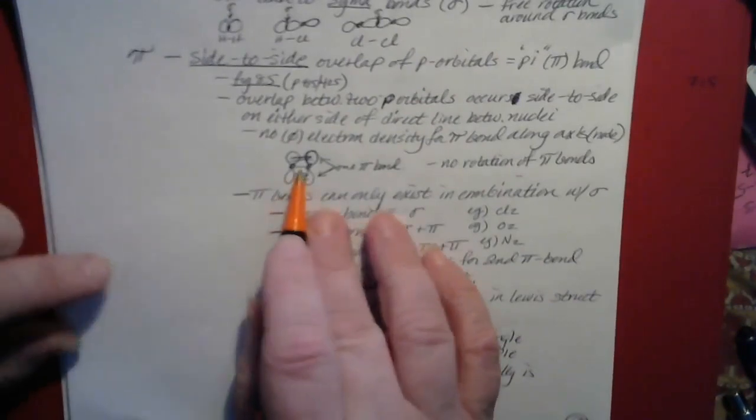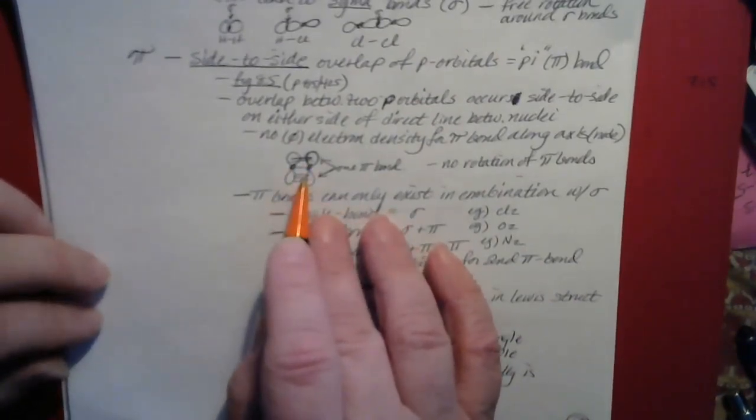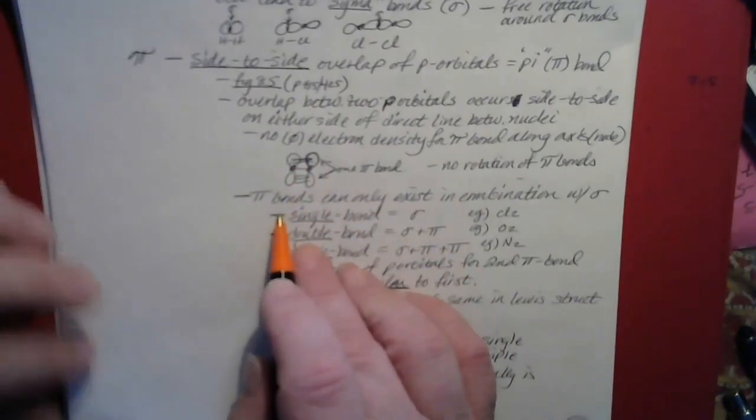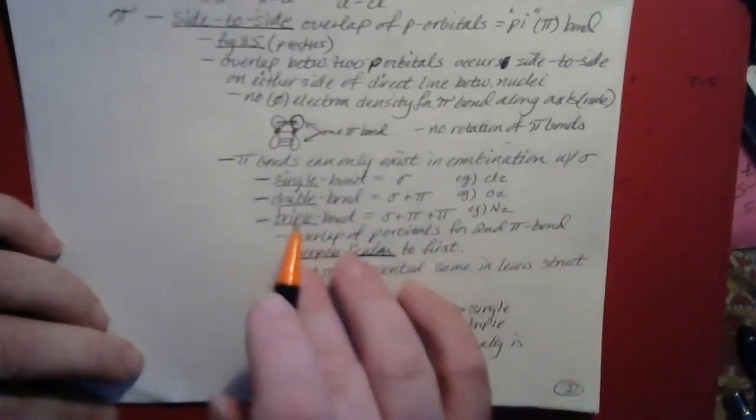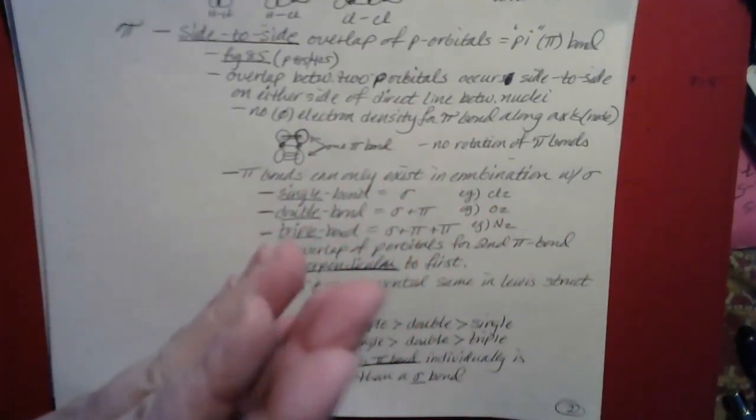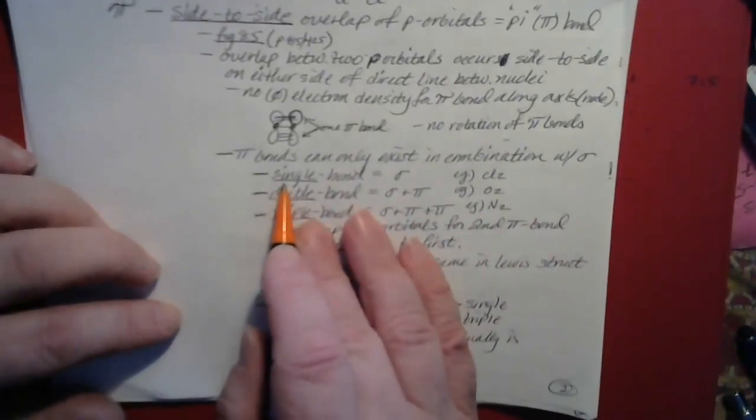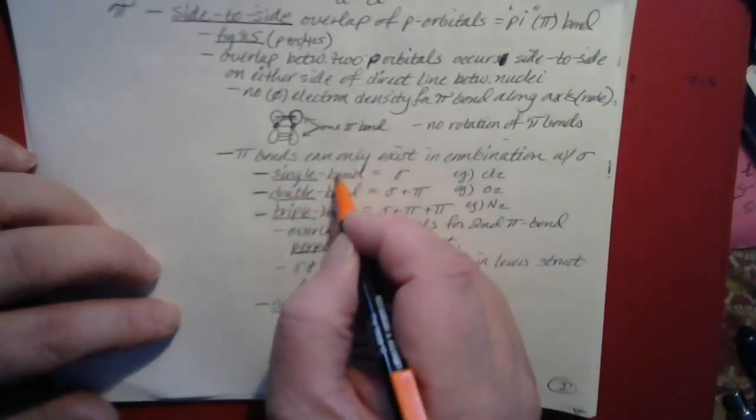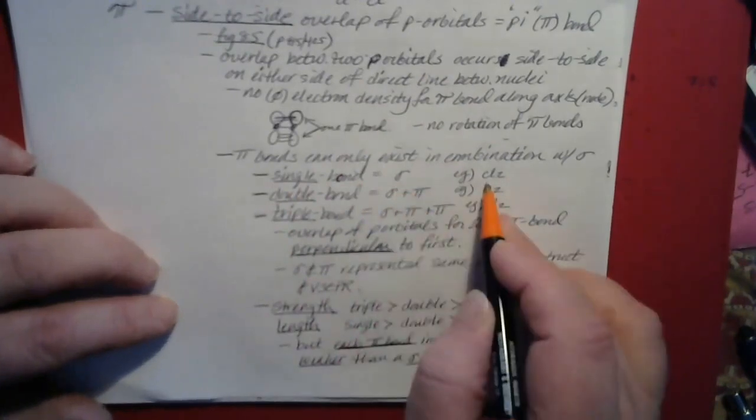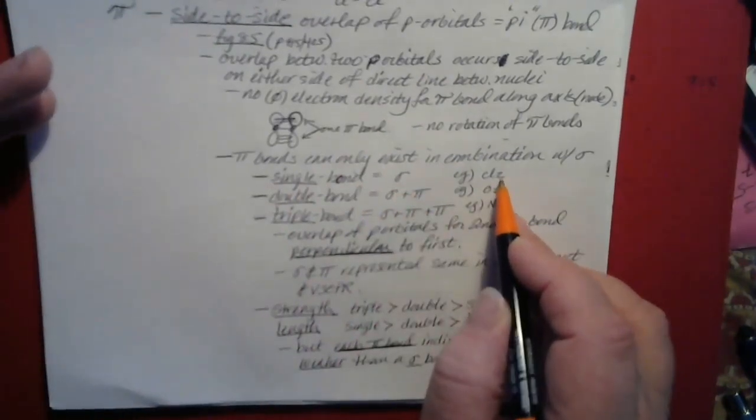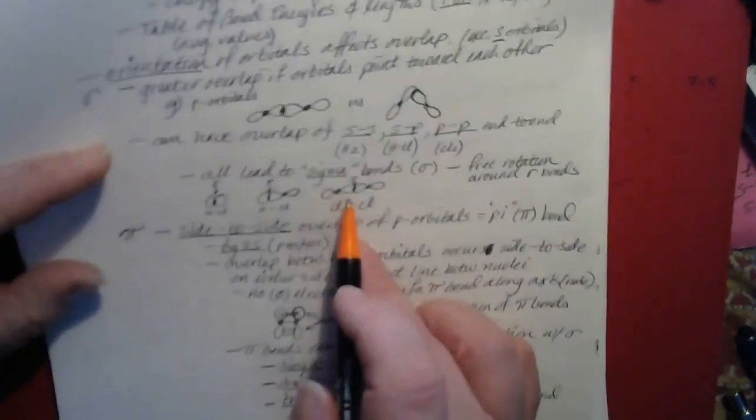Now, the thing to keep in mind is that pi bonds are only going to form if there's already a sigma bond present. The p orbitals have to get close enough together to overlap side to side, and they're not going to be that close unless there's already a sigma bond holding the atoms together. So a single bond is a sigma bond. An example of that would be Cl2. The chlorine-chlorine bond is formed by the overlap of 2 p orbitals that are pointing right at each other. That's a sigma bond.